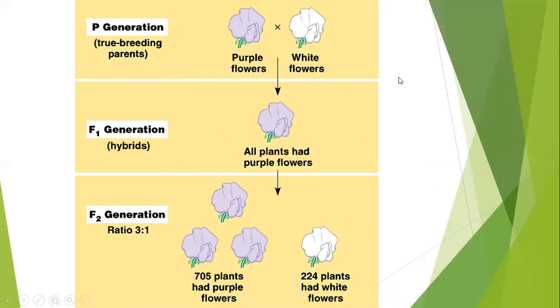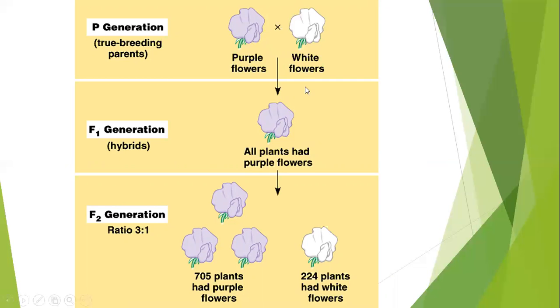This is an example. Oftentimes, Mendel would take true breeding parents. What that means is that this parent here will always produce purple flowers. This parent here will always produce white flowers. This is going to be homozygous dominant and homozygous recessive.